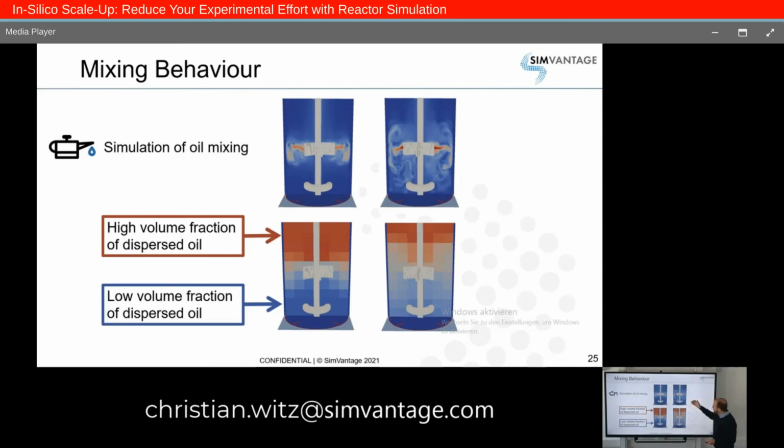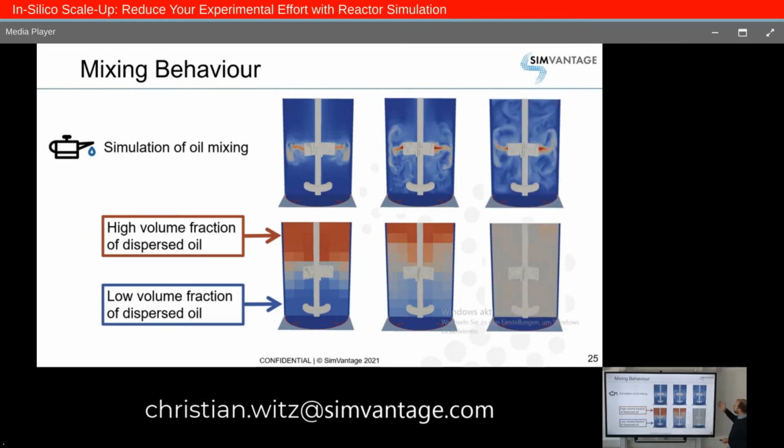Now, because the stirrer is turning and mixing everything together, you can see that slowly we are also getting a turbulent flow field in the top. And if now all this oil is homogeneously distributed within the reactor, you can see also that the flow field in the top and the bottom of the reactor is now equal.